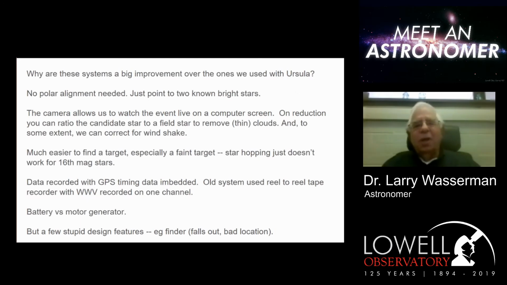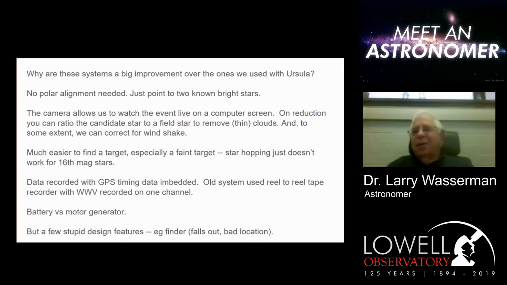The data is recorded with GPS timing embedded. Also, it records where you are. The old system, you had to go get a topo map. Anybody remember the old USGS topo maps, and then figure out where you were on the ground. Let's see, we were a tenth of a mile from that intersection. Yeah, that was a mess too. And the old system used a tape recorder with WWV. Those who remember WWV, recorded on one channel. We don't need a motor generator, we have a battery. Motor generator weighed about 75 pounds, battery weighs about 10.